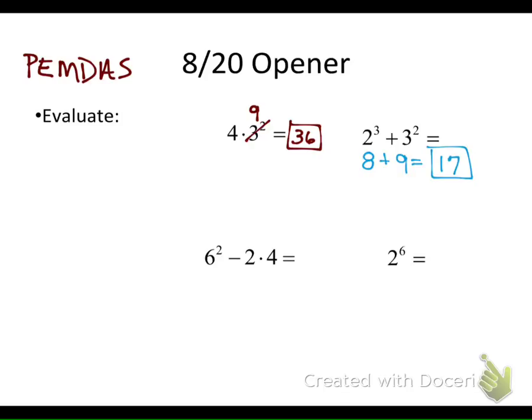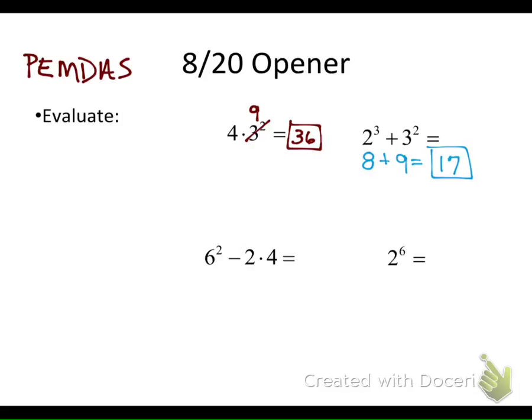Yeah, it's right here, right? The 6 squared. So 6 squared doesn't mean 6 times 2. It means 6 times itself twice. So you're going to take 6 times 6 and get... Yes, that's why you guys have those calculators. Use them. I'm totally okay with that.